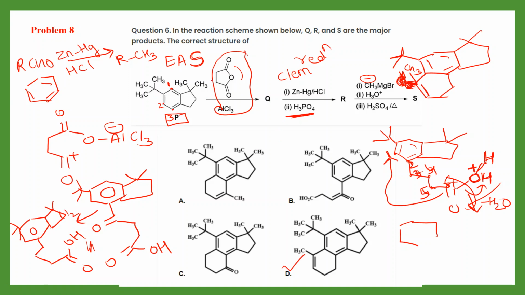Let me explain you again. First, electrophilic aromatic substitution has taken place at this position. Then, under Clemmensen reduction, your ketone will reduce to alkane. Then, under H3PO4, protonation of this hydroxyl group will happen, and again electrophilic aromatic substitution will take place. Then addition of Grignard. And after that, in H2SO4 heating condition, your H2O will eliminate and will result in formation of this alkene.